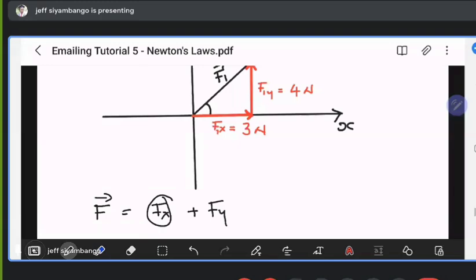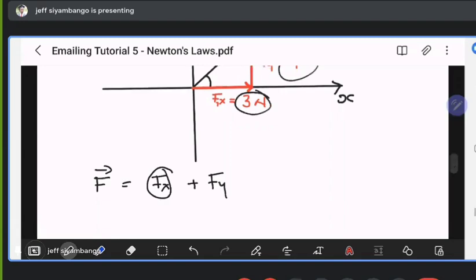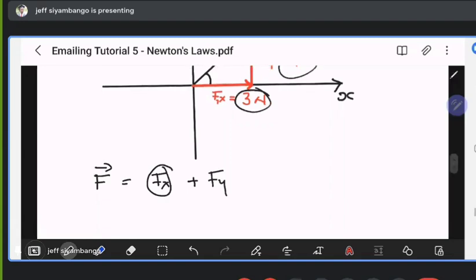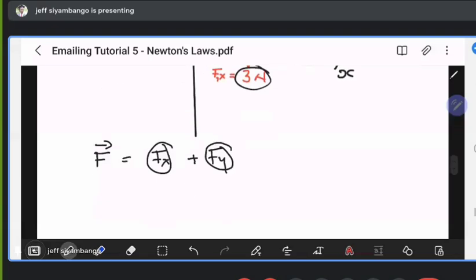Okay, so I was saying that these are just numbers. But if you're going to represent these numbers in Cartesian vector form, you also want to show that when you find this fx, it is in the x-axis. And when you write this fy, you also want to show that this is a y component. So how do you then do that?